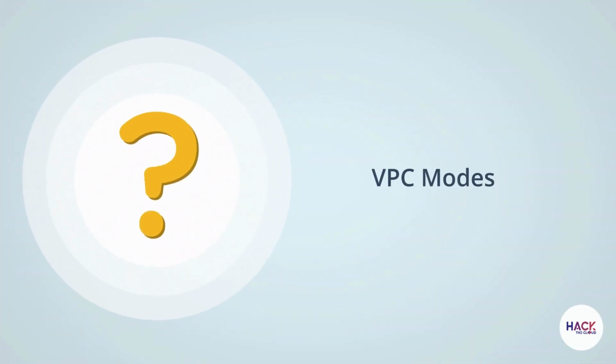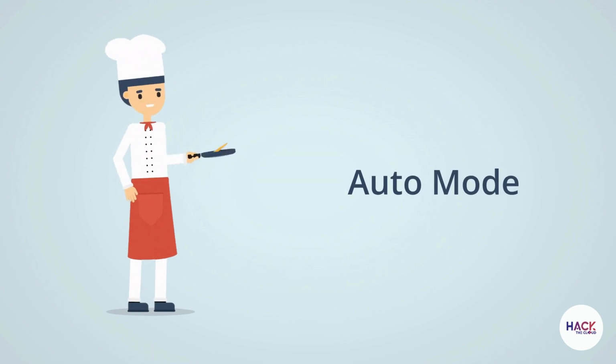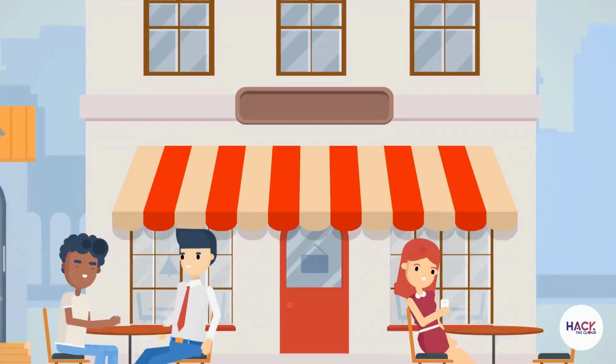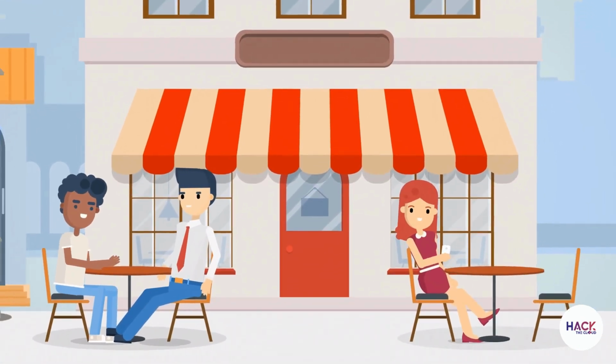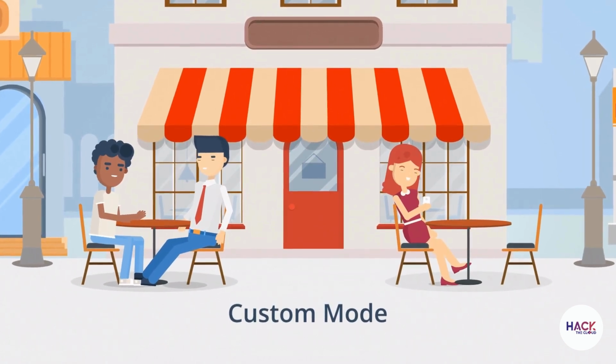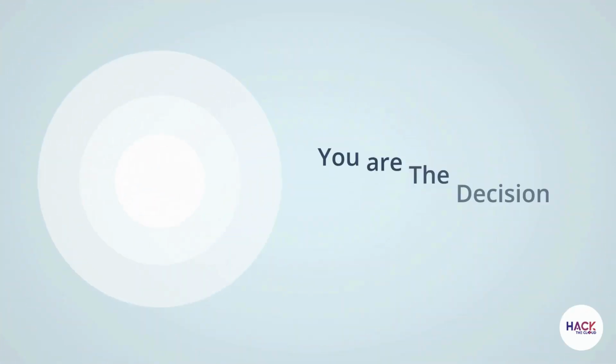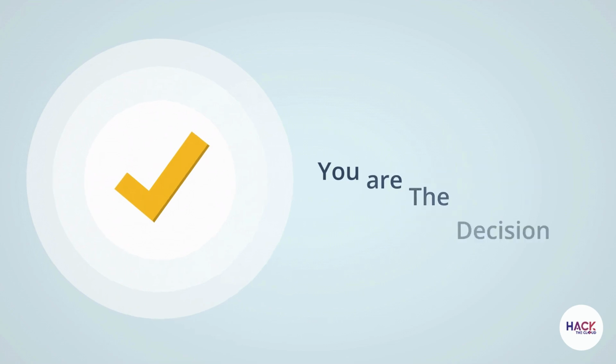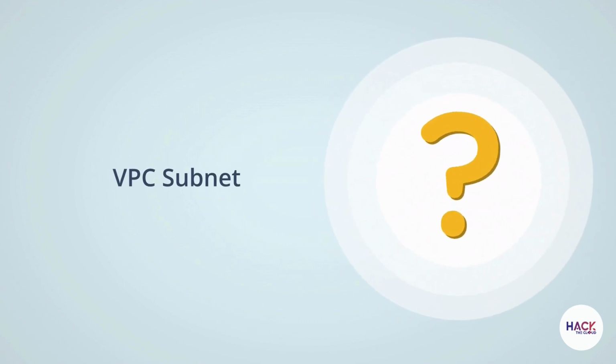VPC modes. Now, let's talk about VPC modes. You've got two options, auto mode and custom mode. Think of auto mode as the set it and forget it option, like a slow cooker. Google automatically creates subnets in each region for you. Just toss in your resources and let it simmer. But if you're feeling fancy and want to be the chef of your cloud kitchen, go for custom mode. Here, you decide how to slice and dice your subnets like a gourmet chef with a cloud-sized knife. It gives you full control over your IP ranges. No more one-size-fits-all recipes.